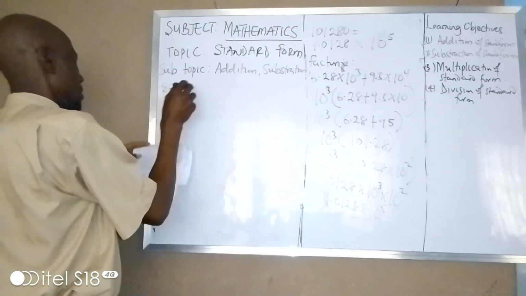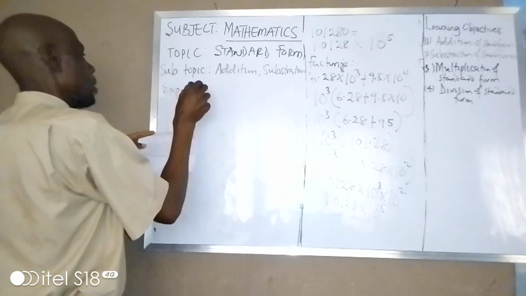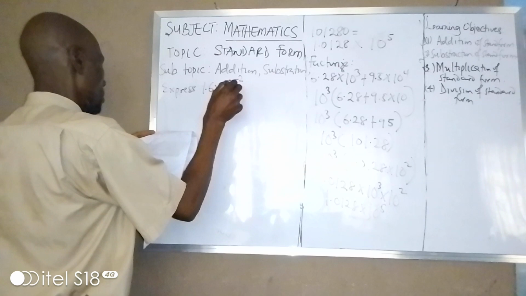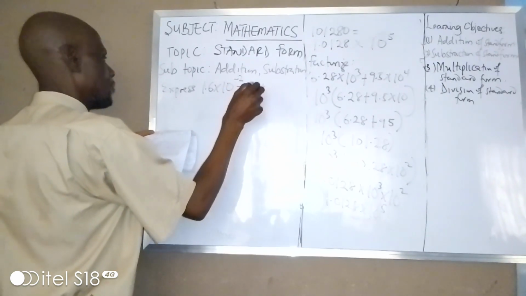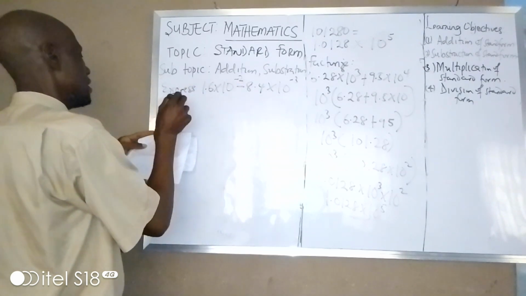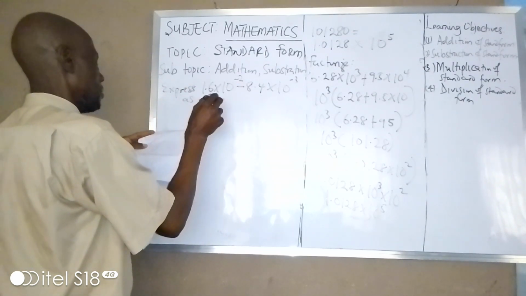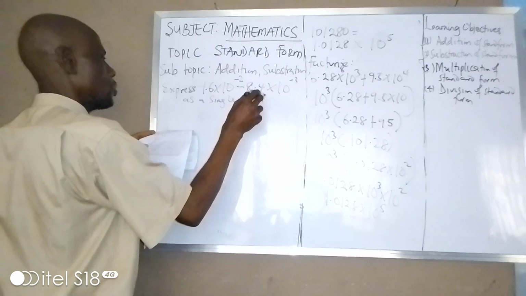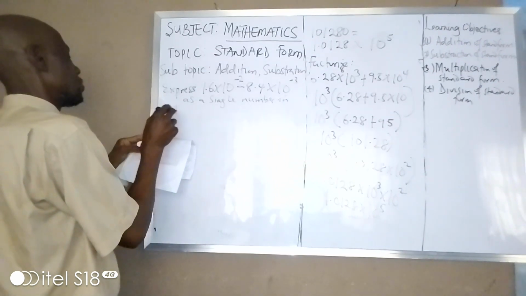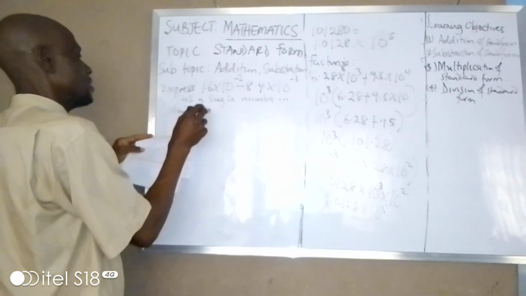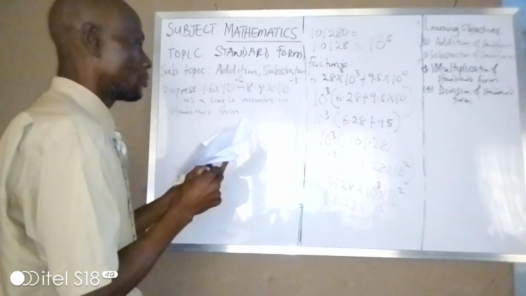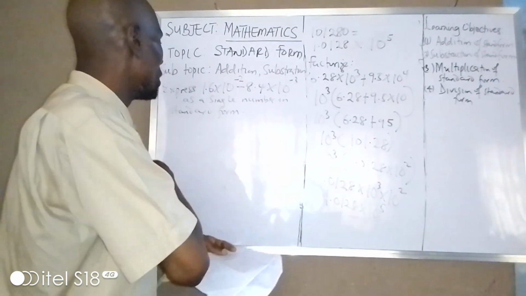Express 1.6 times 10 to the power minus 2 minus 8.4 times 10 to the power minus 3 as a single number in standard form. So we want to express this number in standard form.